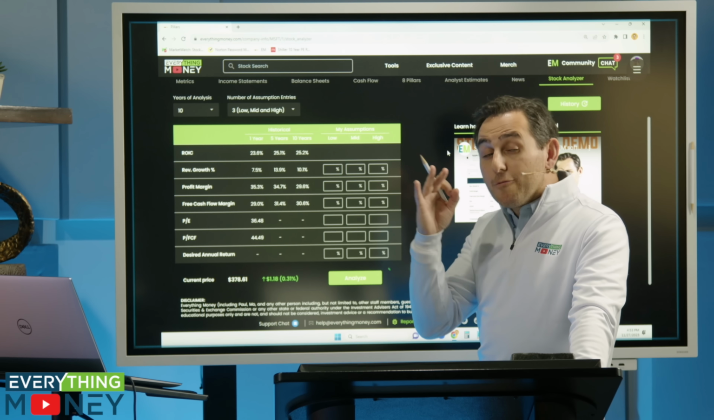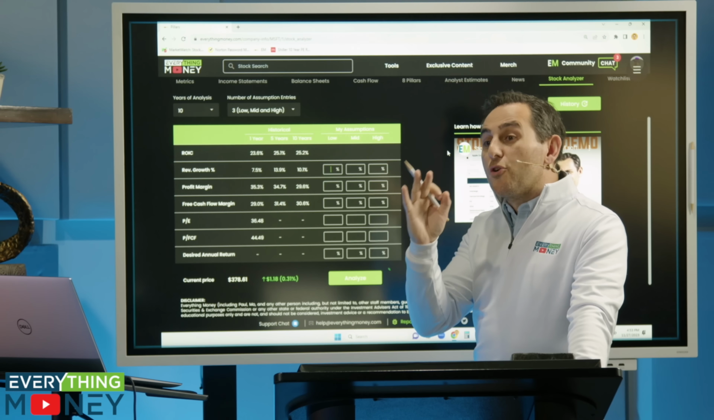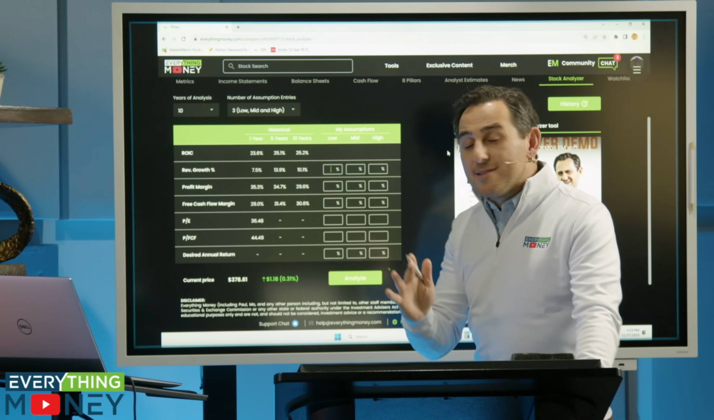Right. Because I'm going to say, you know what? There's not a lot of risk here. I'm willing to gain a little bit less return on this thing. And remember, I don't need that high of a margin of safety.